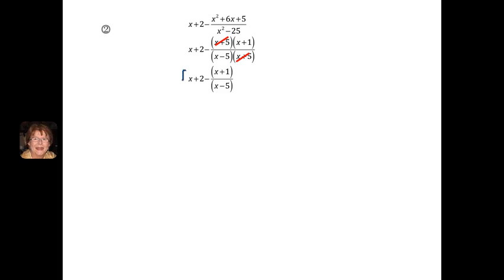Now, x plus 2 isn't a rational expression, but we can make it a rational expression by putting it over 1. This is equivalent to x plus 2. Now it's simpler to see what the lowest common denominator would be. Why don't you try to find that lowest common denominator before I show you?